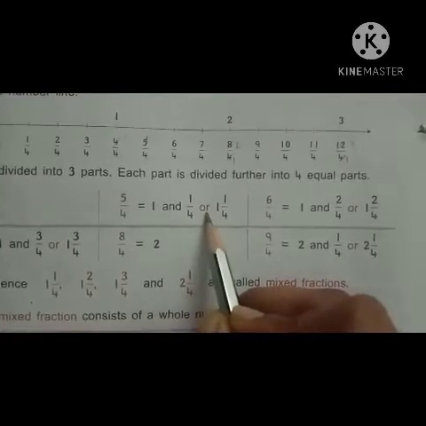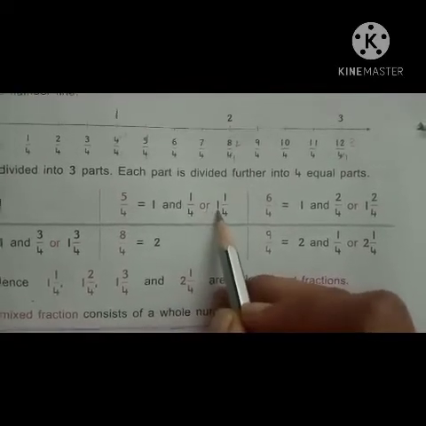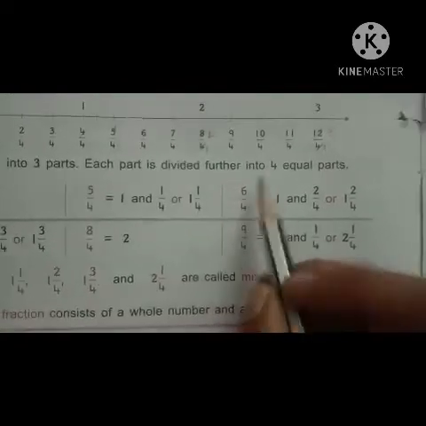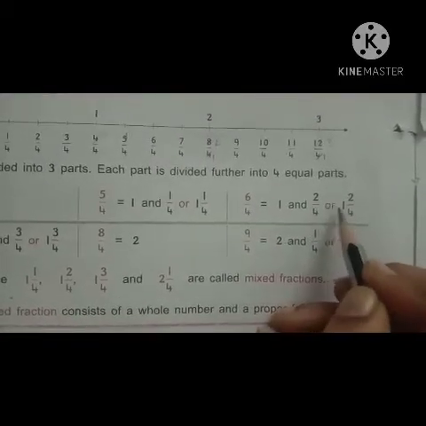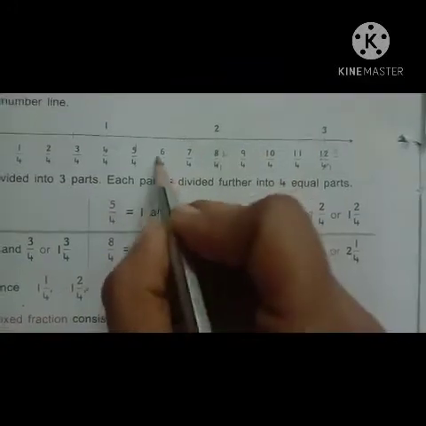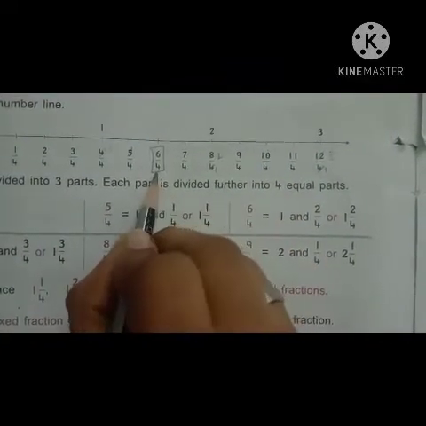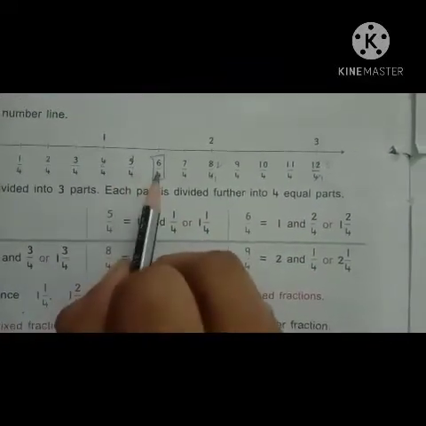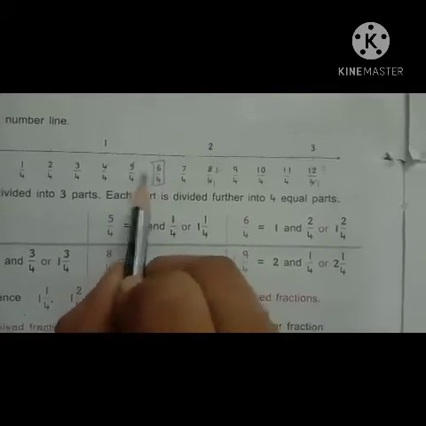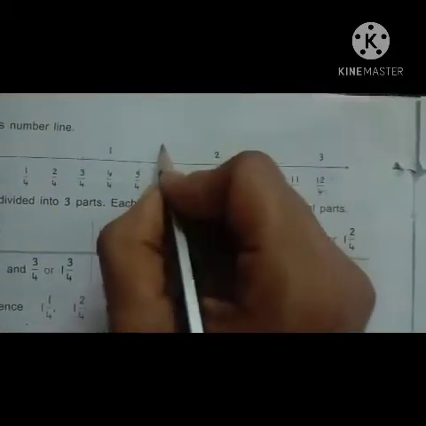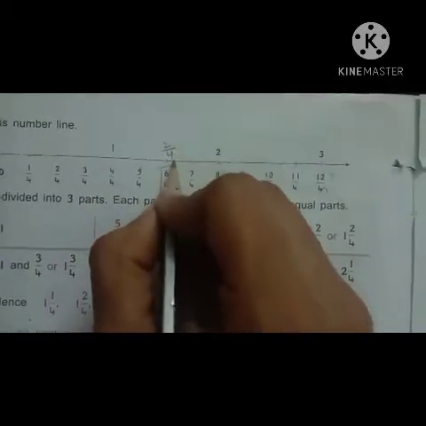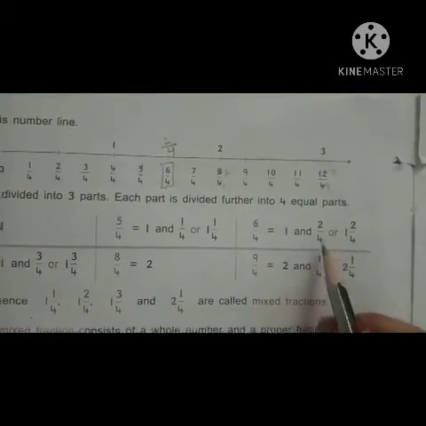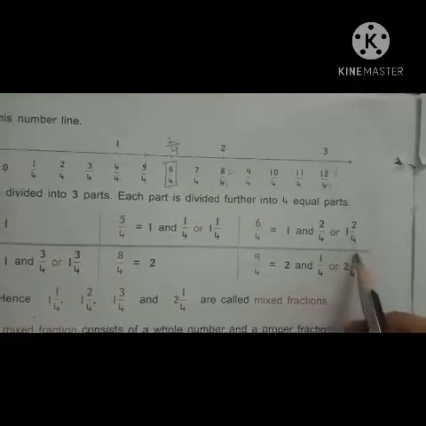How will it convert into a mixed fraction? 1, 1x4. Next, 6x4 equals 1 and 2x4, so 1, 2x4. See here, children, 6x4 is the number. After 1, how much is this number? 1, 2, no? That's why it's also called 2x4. Here are the 1 and 2x4. So 1 and 2x4 is 1, 2x4.